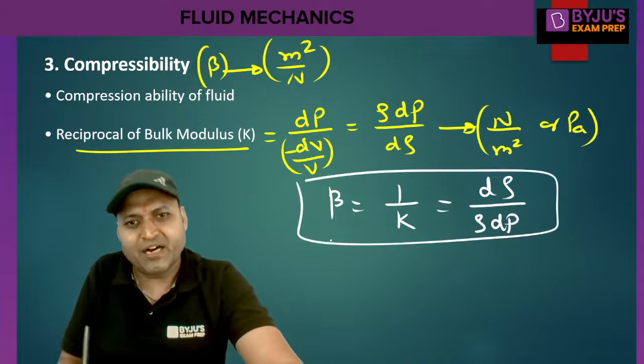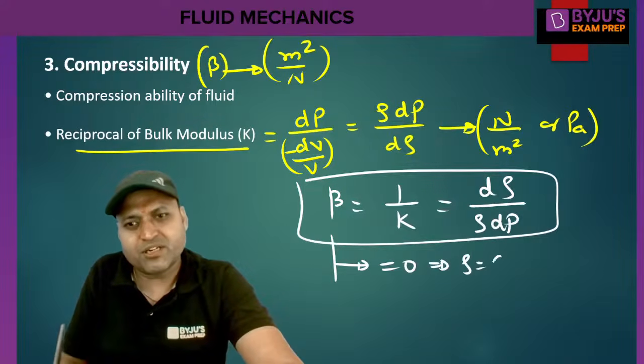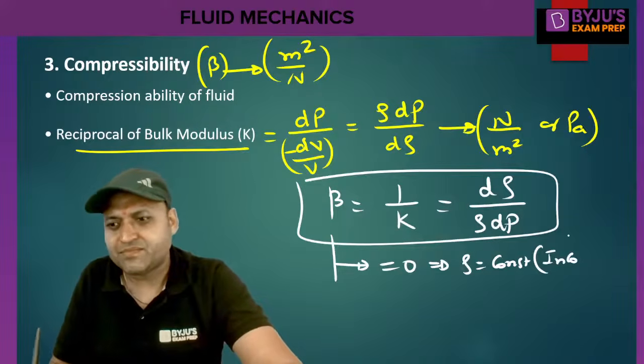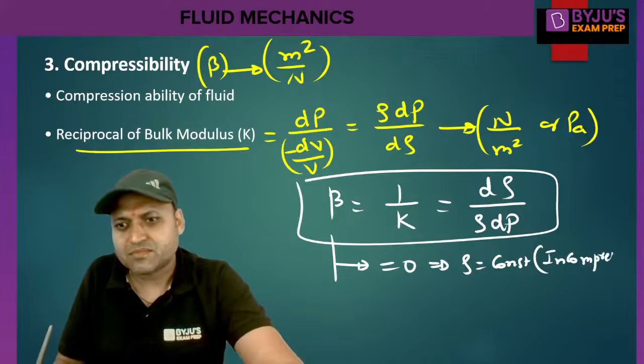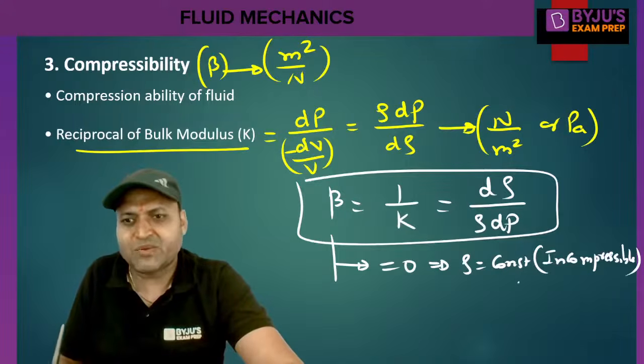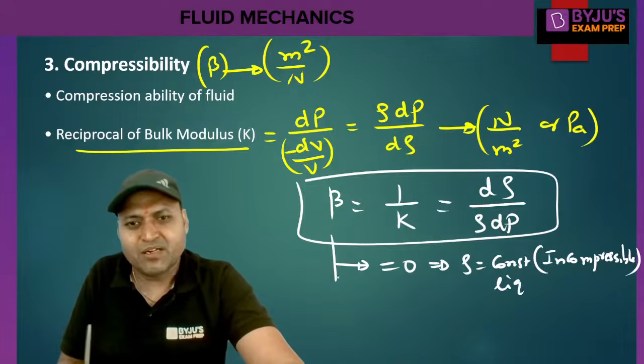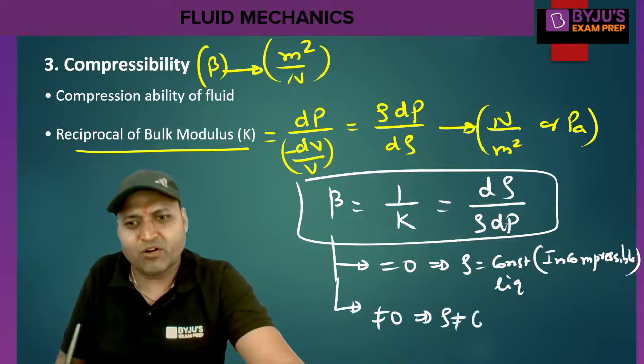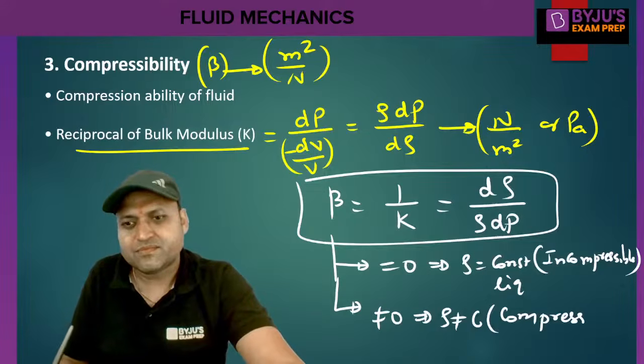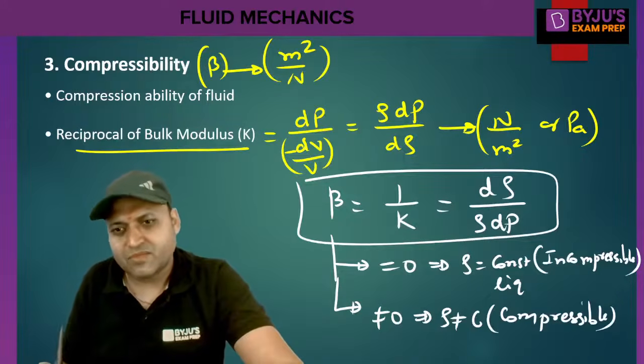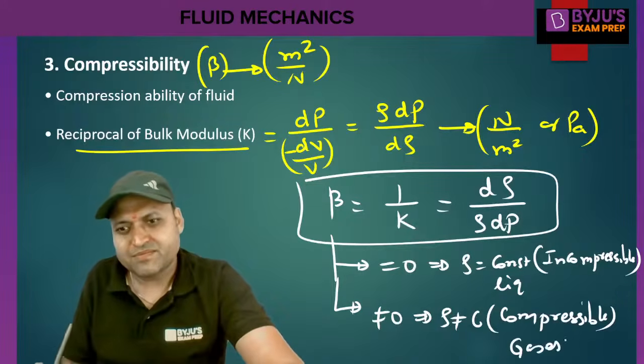Based on beta, if beta is equal to 0, it means rho is constant. Such fluids are called incompressible. Liquids are incompressible. And if beta is not 0, density will not be constant, so such fluids are called compressible fluids. Gases are compressible.